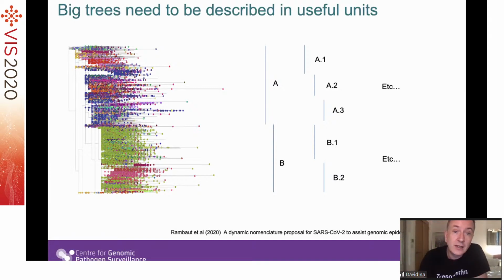Now, these big trees need to be described in much more useful units or nomenclatures so that I could speak to somebody on the other side of the world about a specific component of that tree. And there have been a couple of lineage schemes. This is essentially breaking down the big branches into smaller, more manageable branches that can then be discussed very easily. So, for example, somebody in my location has turned up with lineage A.1. I can describe that and somebody else knows exactly what that means. It means a subset of the tree. It doesn't necessarily have any different biological behavior, but it just breaks down these very large trees into manageable units that can be talked about.